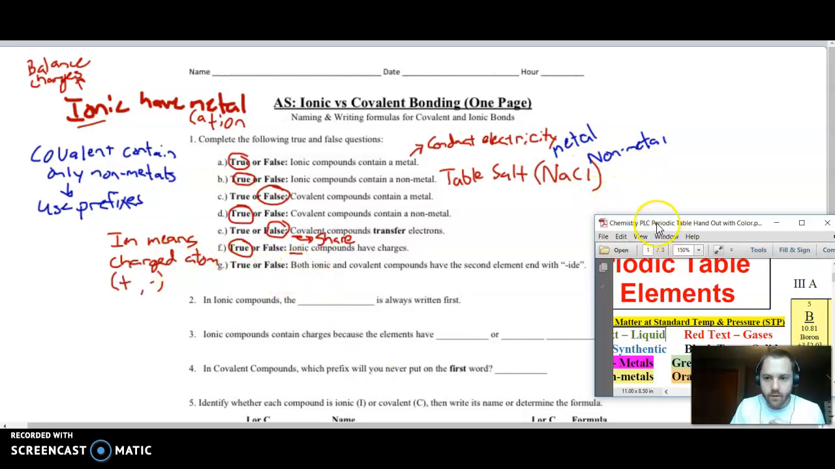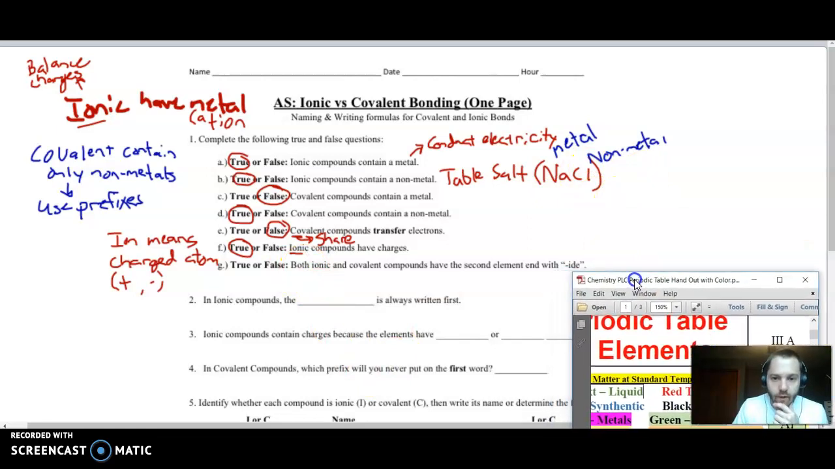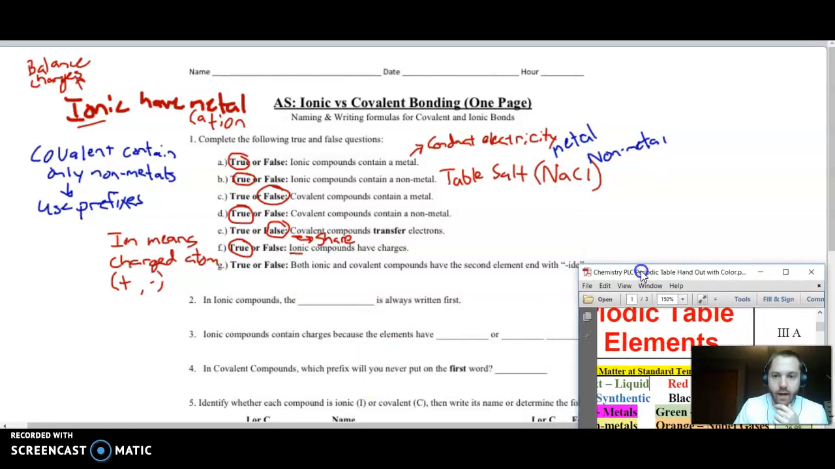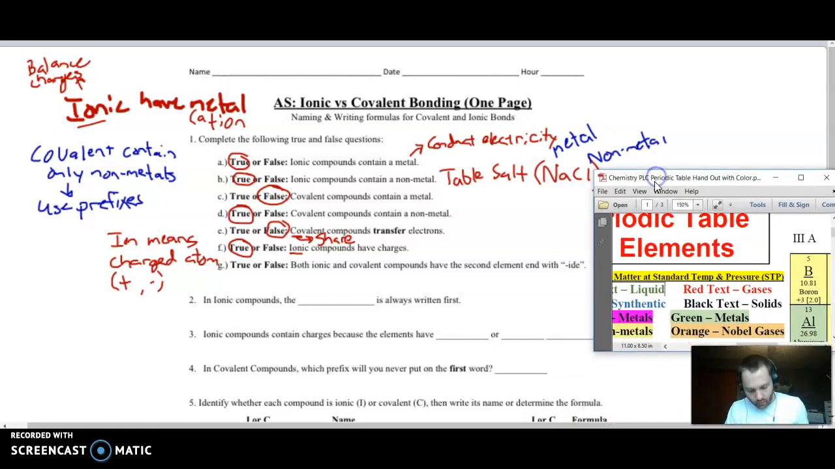And then true or false? Both ionic and covalent compounds have the second element end with IDE. That is absolutely going to be true. They both do. I could give you the ionic example again of your table salt, sodium chloride, or your covalent example of carbon monoxide. So they both end in that IDE ending.